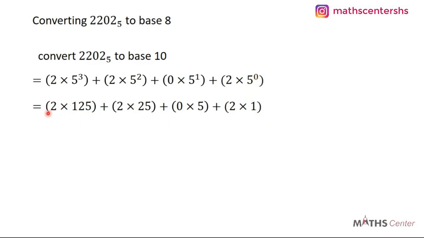So we have 2 times 125 will give us 250. 2 times 25 will give us 50.